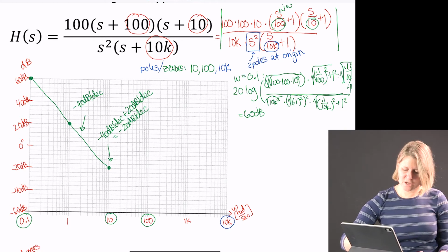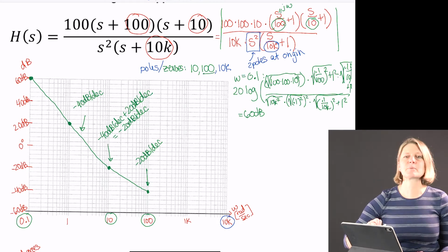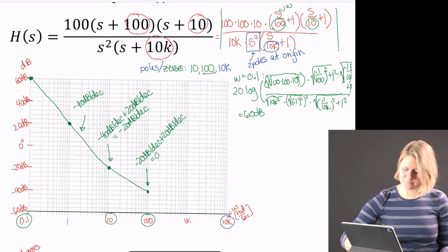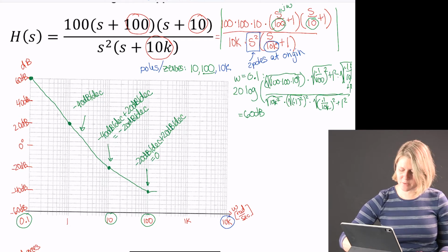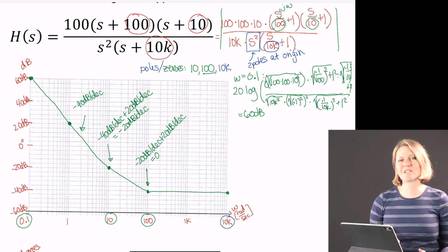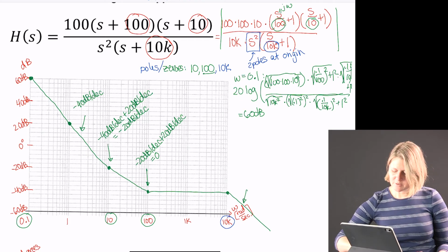So between 10 and 100, I go down again by minus 20, so I go down to minus 40. And then here I have minus 20, and now I'm going to add on another effect from that 100, which will be another plus 20, which gives me a 0. So it's then going to be 0 until I reach 10K. At 10K, it's a pole, so I go down again by minus 20 dB per decade. So this will now be minus 20 dB per decade, and that will continue on.